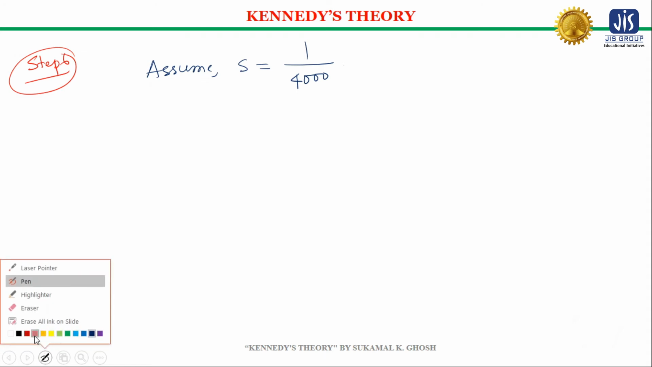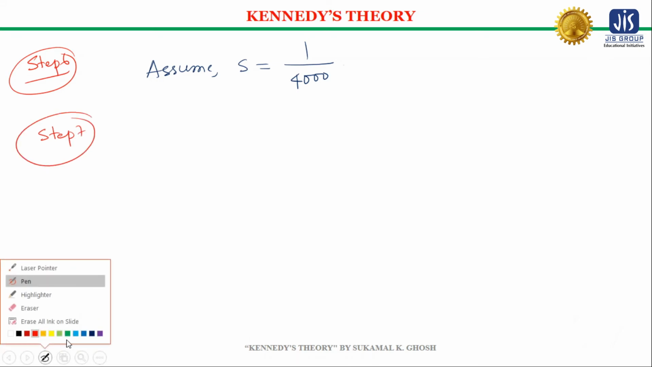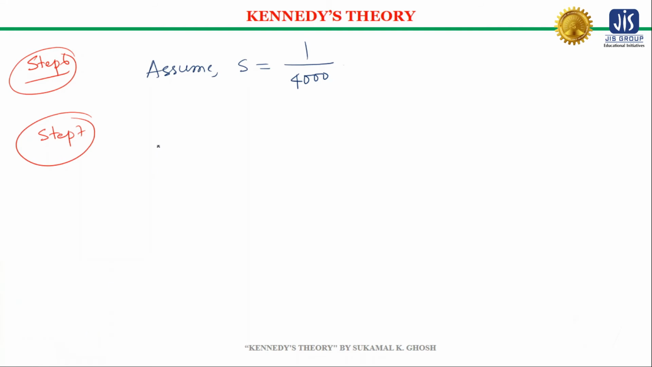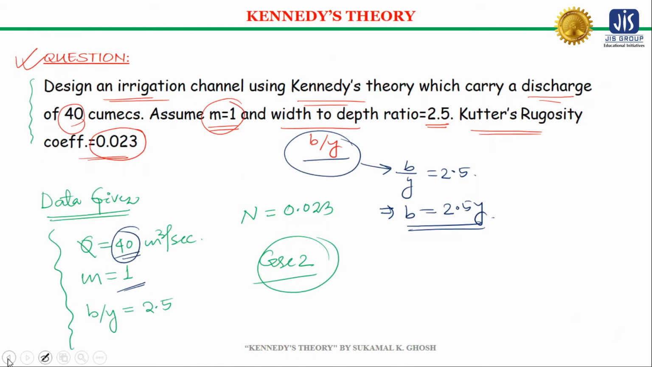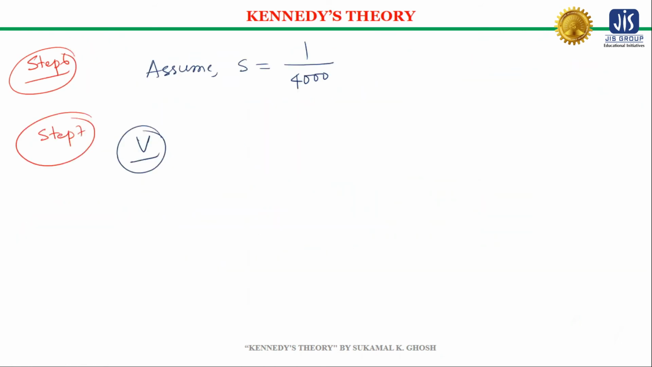Now our step 7. In step 7 we have to calculate the actual mean velocity, that is V, using either Kutter's formula or Manning's formula. Now in this particular problem, the Kutter's rugosity coefficient is given, that is 0.023, so we will use the Kutter's equation to calculate the mean velocity.